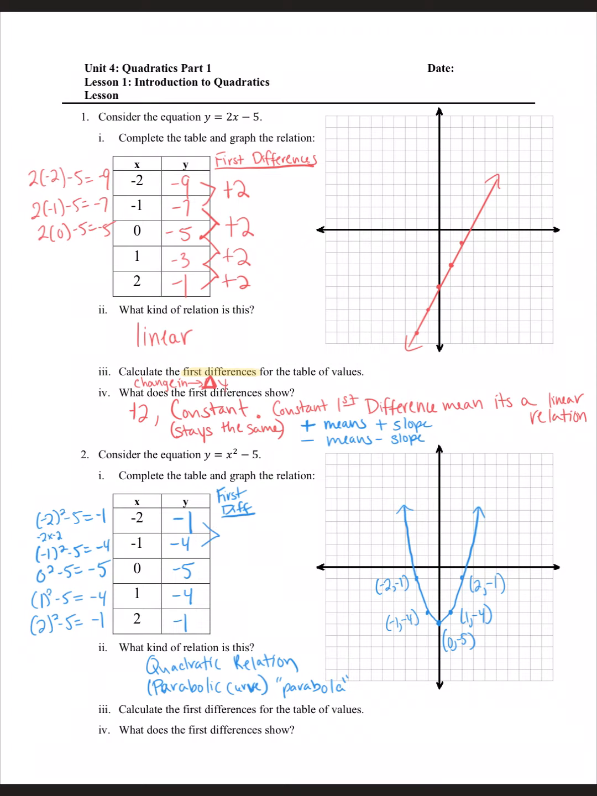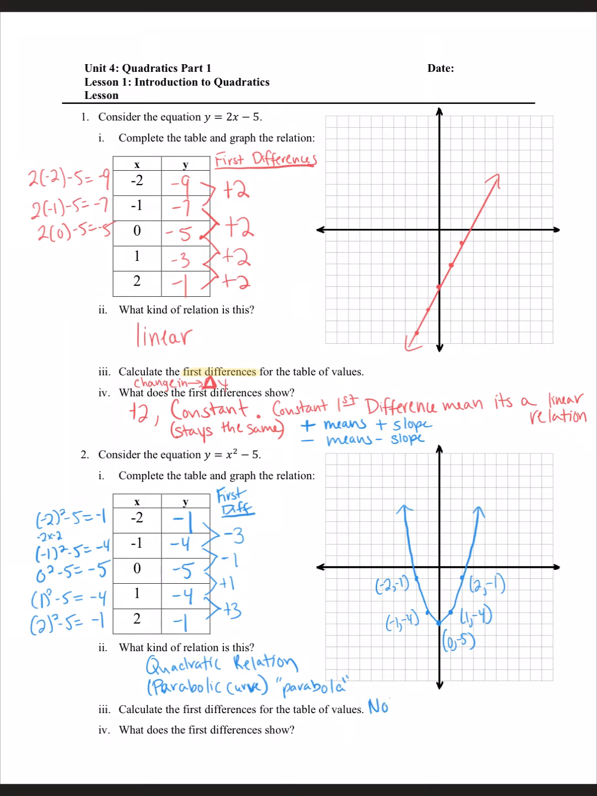So as we go from negative 1 to negative 4, we are going down by 3. So this time we're subtracting 3. As we go from negative 4 to negative 5, we're subtracting 1 this time. And if we continue on from negative 5 to negative 4, that shows we're going up by 1. And then negative 4 to negative 1 shows we're going up by 3. Okay, so I calculated my first differences.